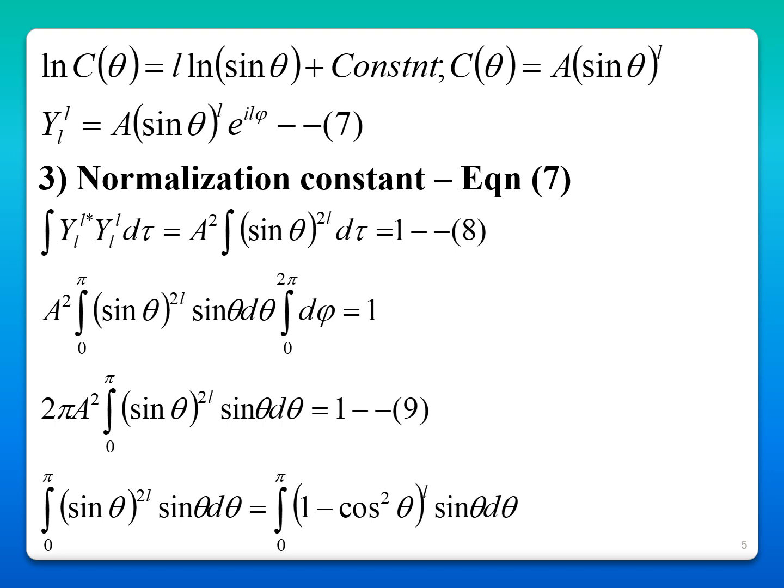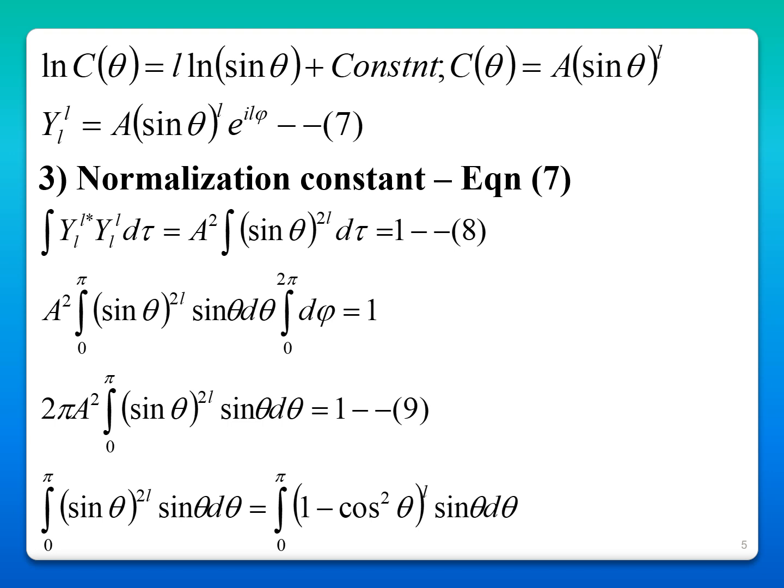So here it is Y_LL you have taken, so it is equal to A squared integral (sin θ)^(2L) dτ is equal to 1. And here Y is a function of θ and φ, so we have taken dτ in terms of θ and φ, that is sin θ dθ dφ. So it is A squared integral from 0 to π (sin θ)^(2L) sin θ dθ, integral from 0 to 2π dφ is equal to 1.